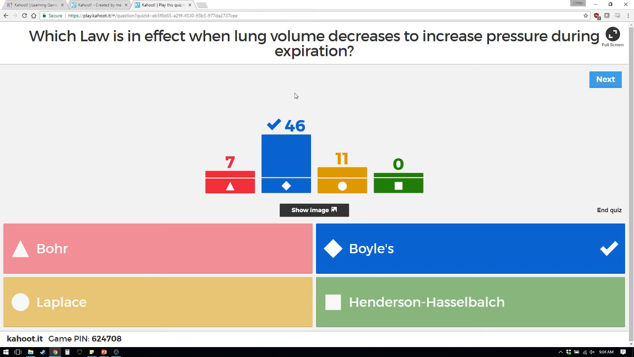What about Bohr's law? Then the last part, it has to do with the hydrogen ion concentration and the affinity for oxygen and hemoglobin. So just go back and be familiar with those so you can see what the different laws are referring to.